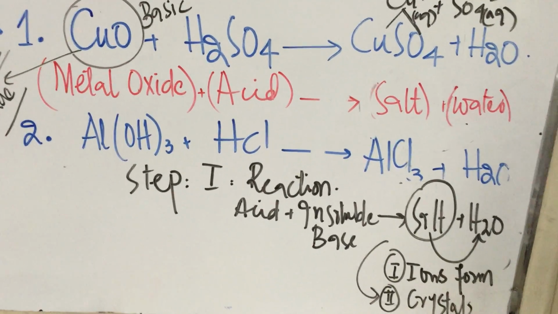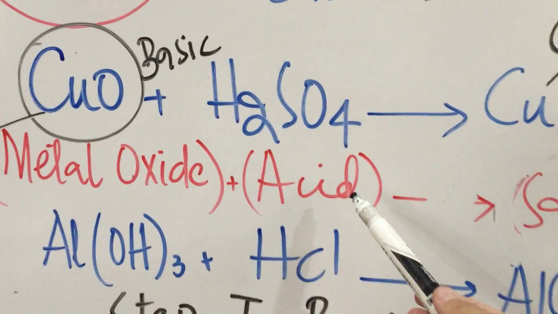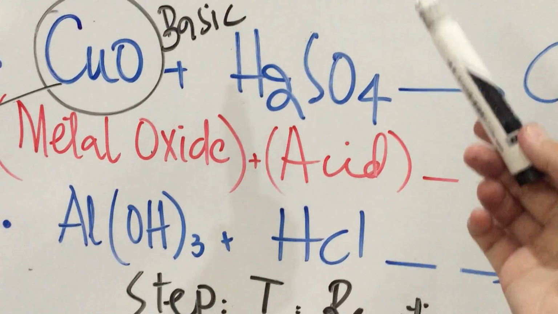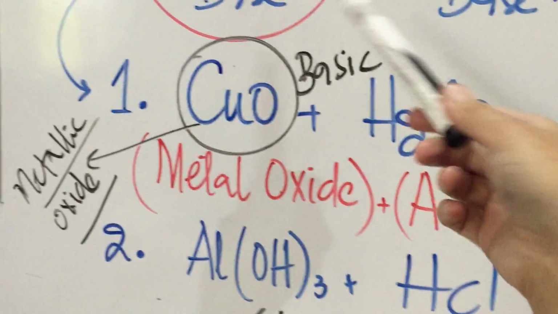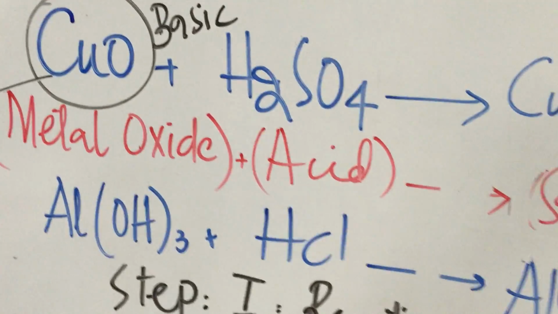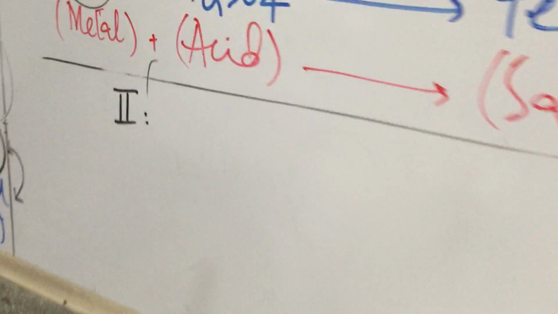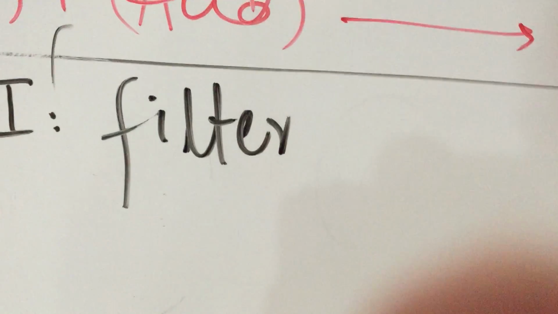So once you're done with your reaction, that is dissolving your insoluble base in a fixed amount of your acid, it means that your reaction is complete. Once it is unable to dissolve the further base that you're adding, it means your reaction is complete. Now the second step is you have to filter your mixture.